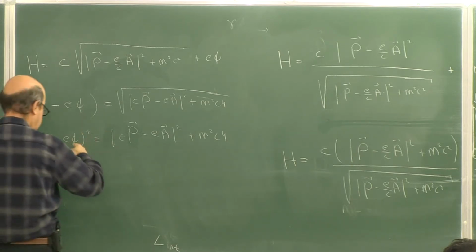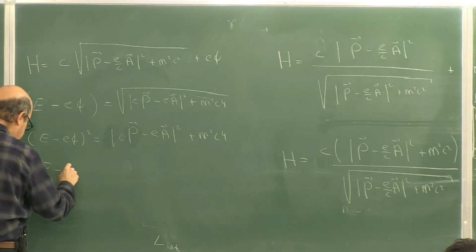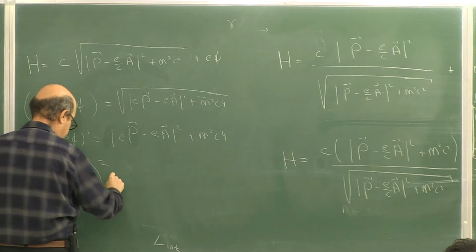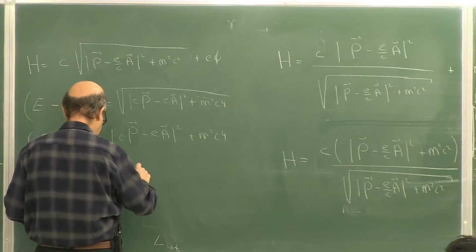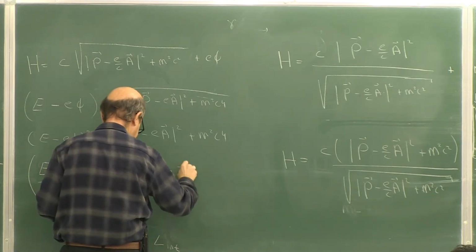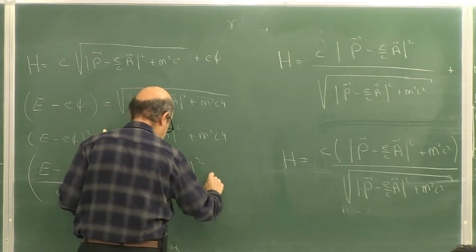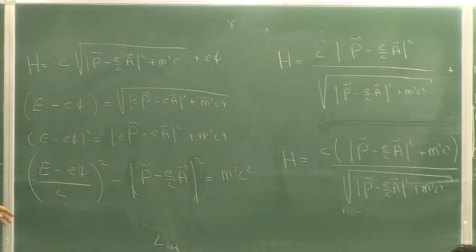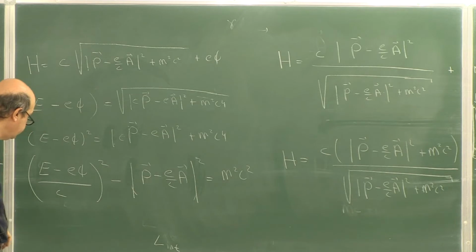So then take this to the other side and divide everything by c square. What are we going to obtain? (E − eφ)/c² − (p − (e/c)A)² = m²c². Did I make it correctly? So you divide everything by c square, and this is the form.